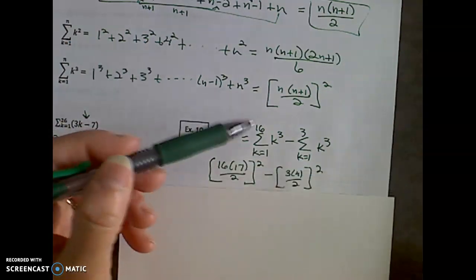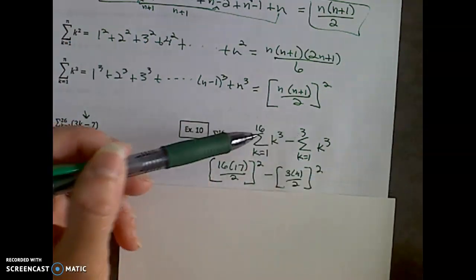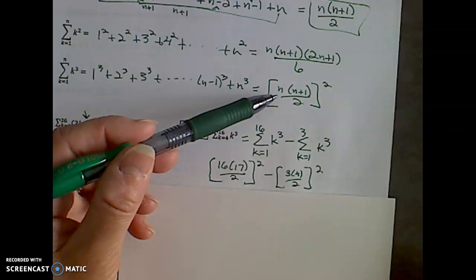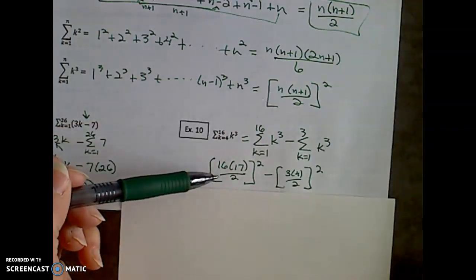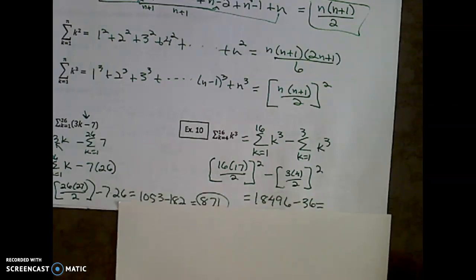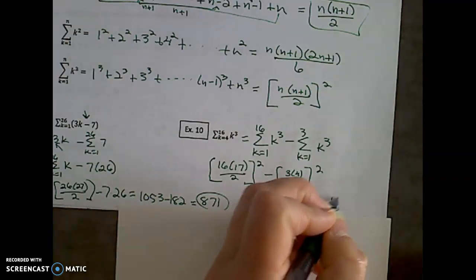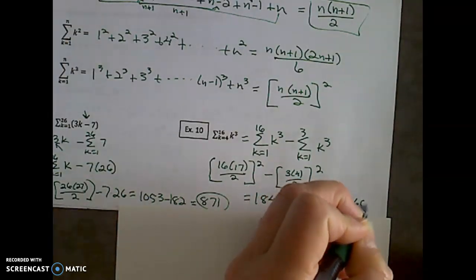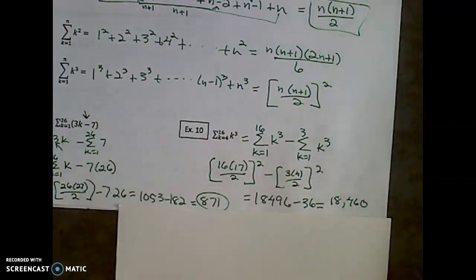Okay, when I plug that ending index into that formula for the cubes, I get this. Pause, plug that into your calculator if you would. I get 18,496 minus 36, which is 18,460. Thank goodness for some formulas up above.